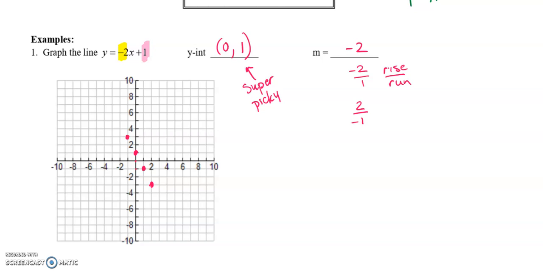Then what are we going to do? We're going to connect those points and make a nice line. Arrows on the end, please, to signify that that line goes forever in both directions, kind of like your lines in geometry.